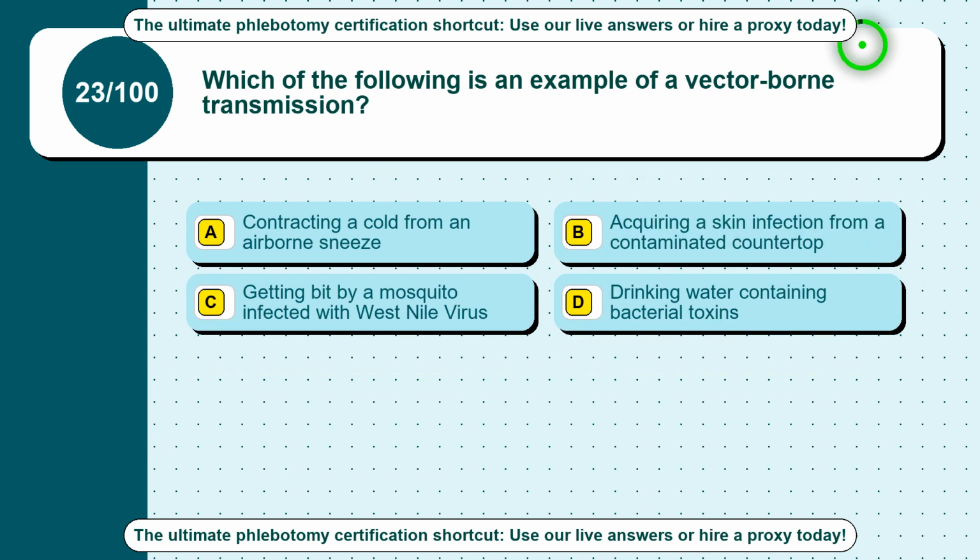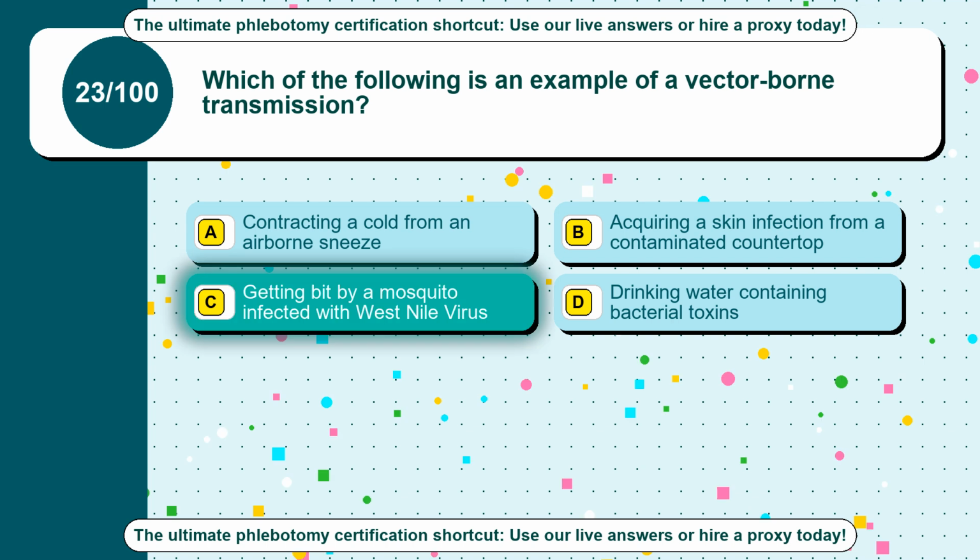Question 23. Which of the following is an example of a vector-borne transmission? Option A. Contracting a cold from an airborne sneeze. Option B. Acquiring a skin infection from a contaminated countertop. Option C. Getting bit by a mosquito infected with West Nile virus. Option D. Drinking water containing bacterial toxins. The correct answer is option C.